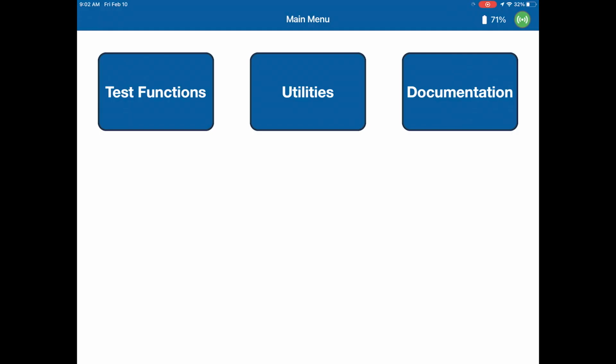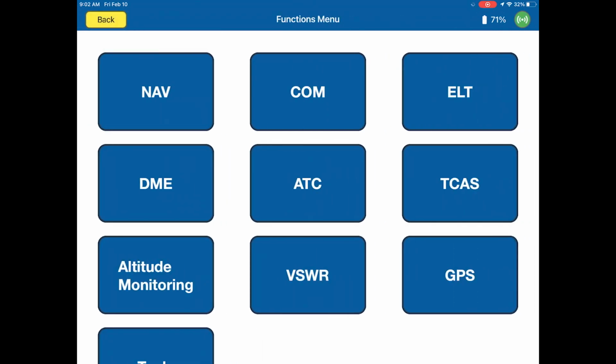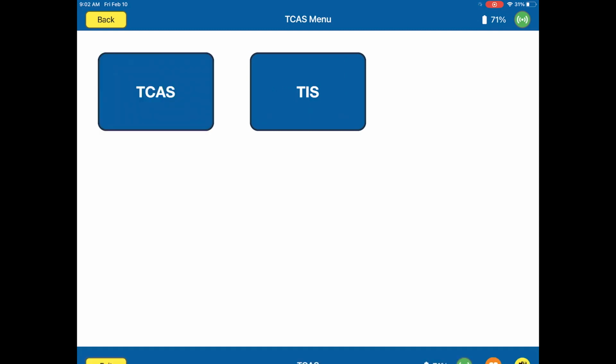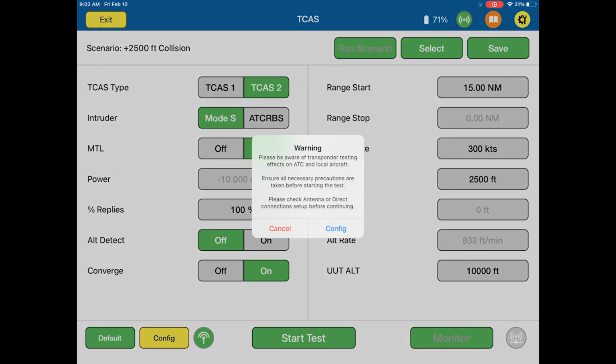To test the Tcas functionality, first select the Test Functions option. From the Function menu, hit Tcas and then again Tcas. Please accept the warning message.